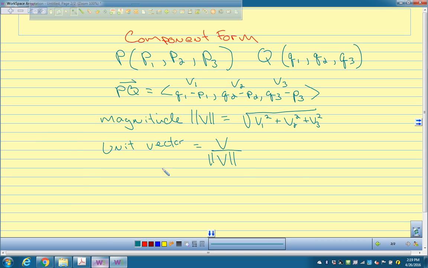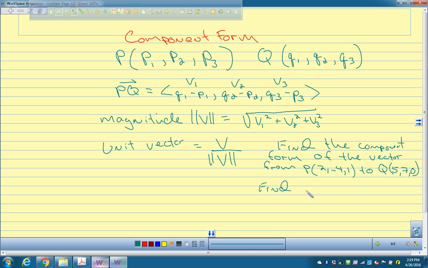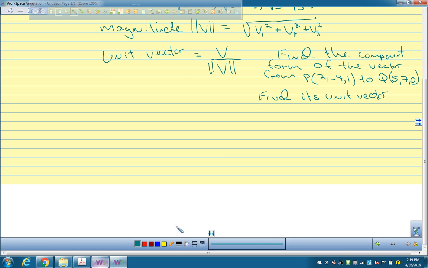Find the component form of the vector from P, which is (2, -4, 1), to Q, which is (5, 7, 0), and then find its unit vector. Find its unit vector. Can you read that? Okay? Yes? You can see that?